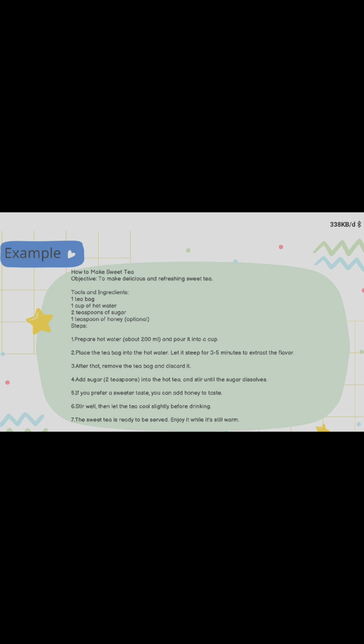The second, place the tea bag into the hot water. Let it steep for 3 to 5 minutes to extract the flavor. The third, after that, remove the tea bag and discard it. The fourth, add sugar into the hot tea and stir until the sugar dissolves. The fifth, if you prefer a sweeter taste, you can add honey to taste. Six, stir well, then let the tea cool slightly before drinking. Seven, the sweet tea is ready to be served. Enjoy it while it is still warm.